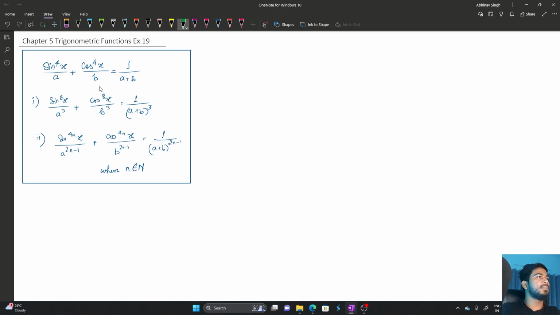Let's look at this question. So an equation in sin x, cos x, a and b is given to us, and the below two equations are asked to prove it.